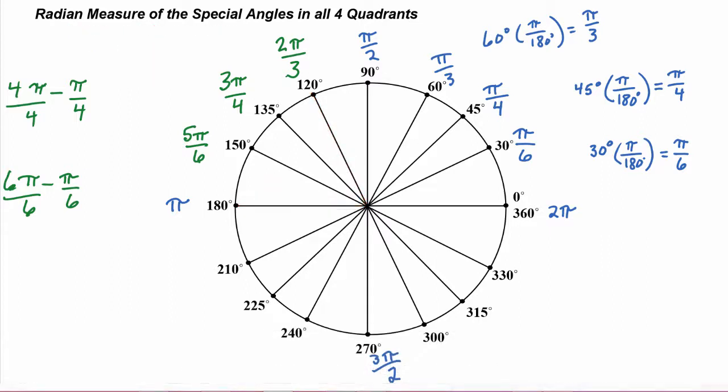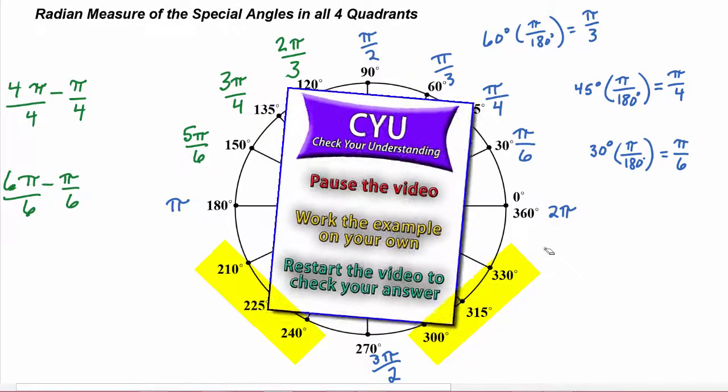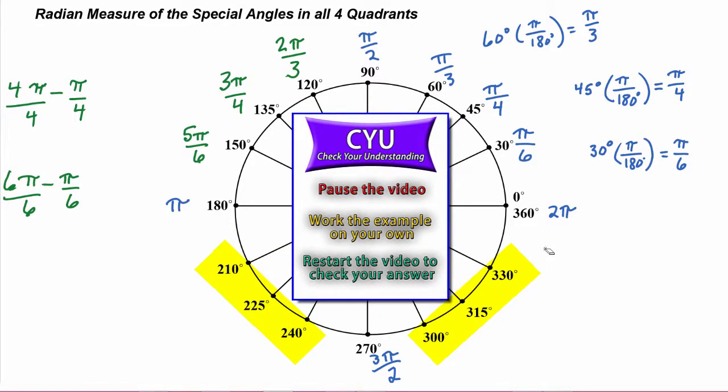All right, now I want you to think in terms of reference angles and finish getting all of the equivalent radian measure angles for the rest of the angles on the circle here. So pause the video and restart when you're ready to check your answers.